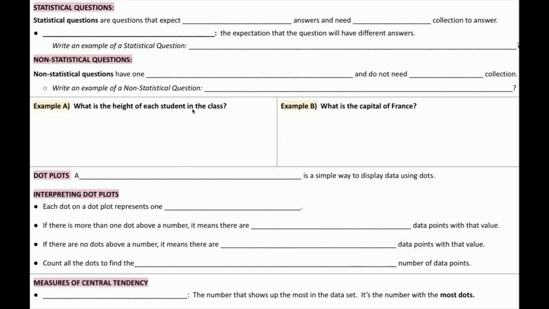Make sure you're writing with me. If you ever need more time, remember you can always pause the video. Statistical questions are questions that expect different answers and need data collection to answer. Variability is the expectation that the question will have different answers.